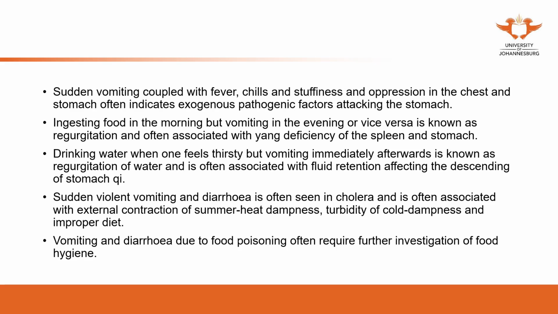Sudden vomiting coupled with fever and chills. When we study the differentiation from the eight principles, you will understand that fever and chills can be the external pattern. So that can indicate some exogenous pathogens attack the human body. So this may indicate the exogenous pathogens that are attacking the stomach.